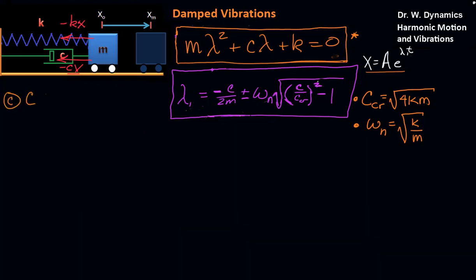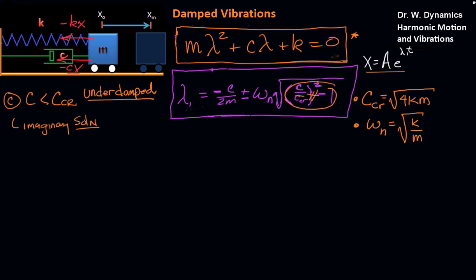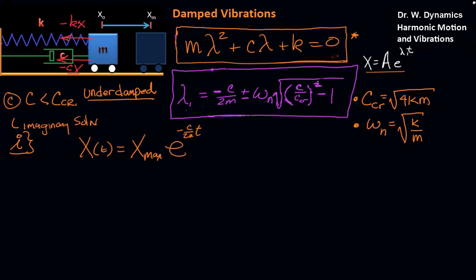And by far the most interesting and common case is c less than c critical, which is called underdamped. And for underdamped, we end up with an imaginary solution. And that's because inside of the radical, our discriminant, we get a negative number. And there is a way to solve that using an i value, where the solution from calculus is known to be x, a function of time, will be x max e to the minus c over 2m. There's our initial value.